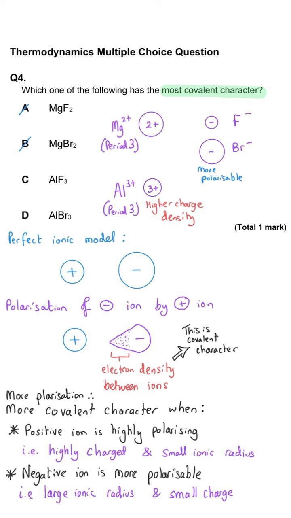And so the larger ion will be more polarizable, so you'll get more polarization in D than you will get in C. And so you will get the most polarization and the most covalent character in D.